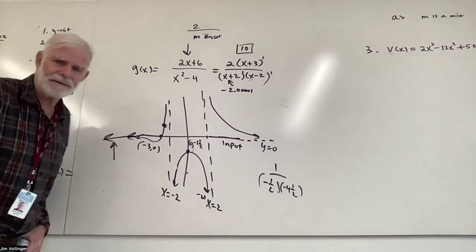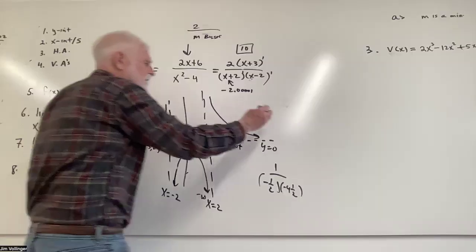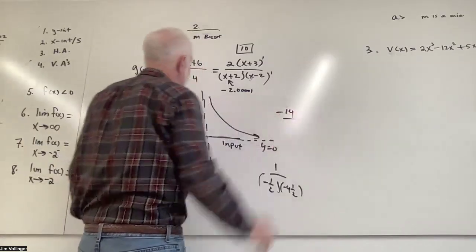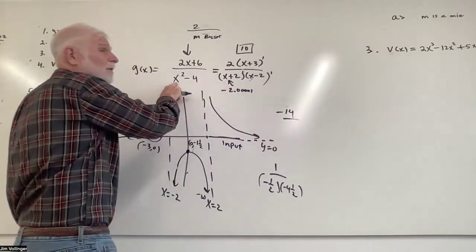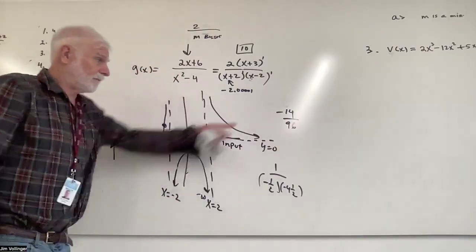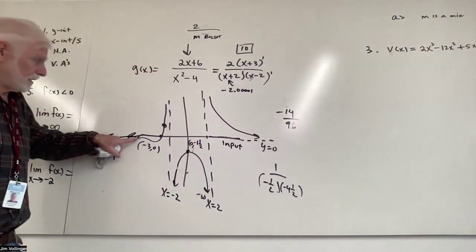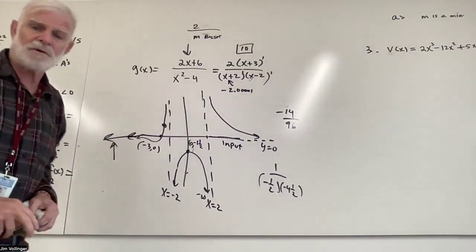How about -10? Let's just put -10. -20 plus 6, -14. Hey, hopefully I'm doing that right. -10 squared is 100. Minus 4 is 96. Is it possible that that could be right there? I think so.